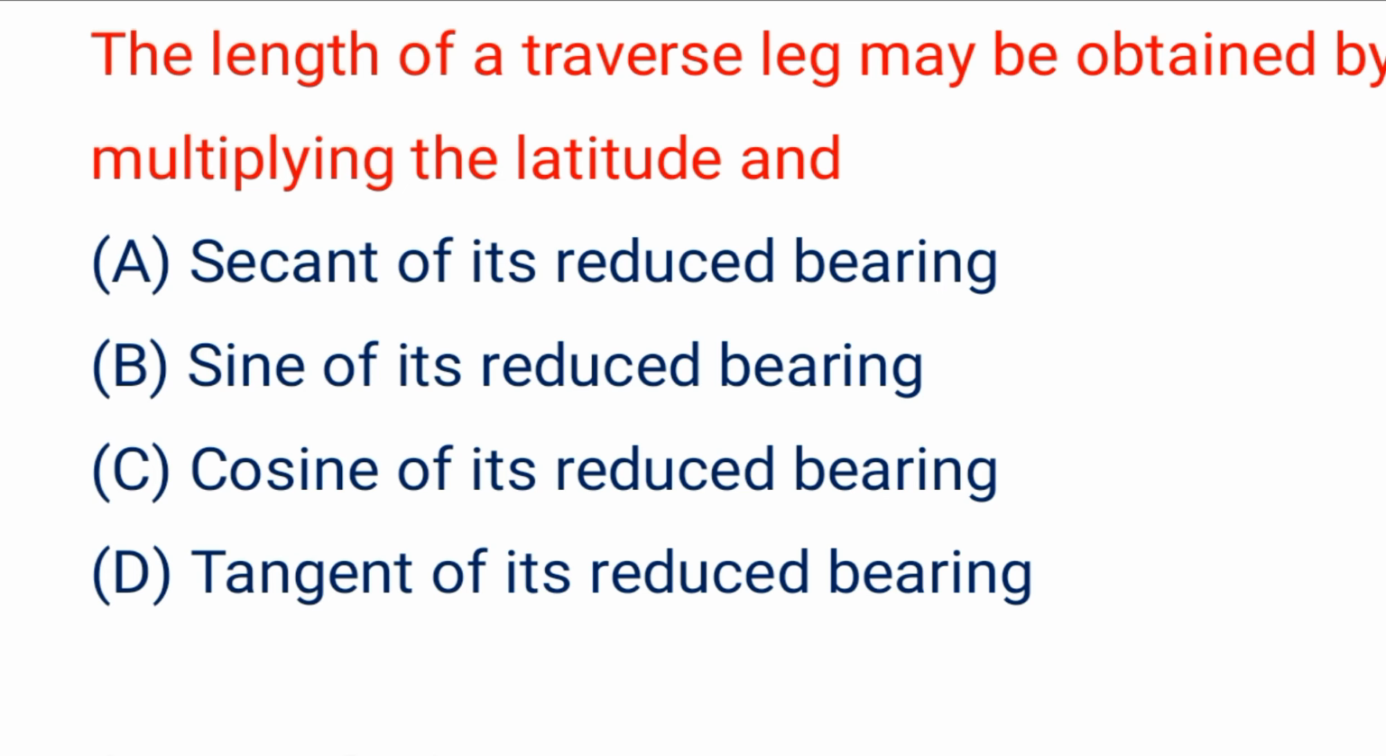Next question, the length of the traverse leg may be obtained by multiplying the latitude and option A, secant of its reduced bearing, option B, sine of its reduced bearing, option C, cosine of its reduced bearing, option D, tangent of its reduced bearing. The correct answer is option A, secant of its reduced bearing.